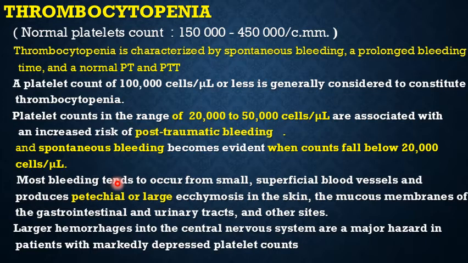Most bleeding in thrombocytopenia occurs from small superficial blood vessels and produces petechial or large ecchymotic spots in the skin, mucous membrane of the GIT, of the urinary tract, or in any site of the body. Sometimes larger hemorrhage might cause a major hazard to the patient when the platelet count is profoundly decreased, such as bleeding in the central nervous system. This is one of the major risks that the patient might face when he has a low platelet count.